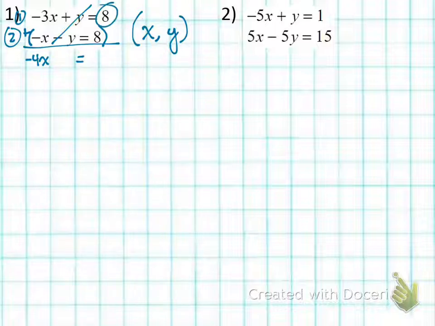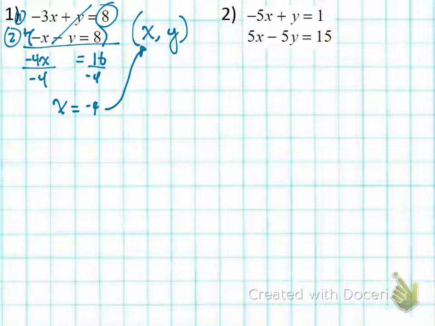We have 8 plus 8 is 16. Now I eliminated the y's, so there aren't any more y's. So now we just have x's. We're going to divide both sides by negative 4, solving for x. We got x is equal to negative 4. That means in my answer, this negative 4 will go in my answer here. So I could even write it here, negative 4.